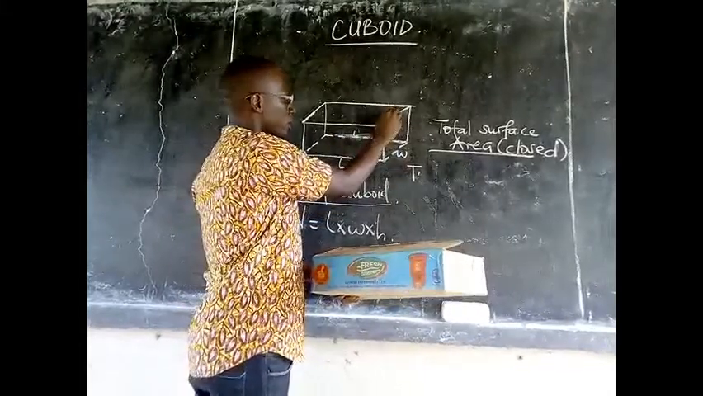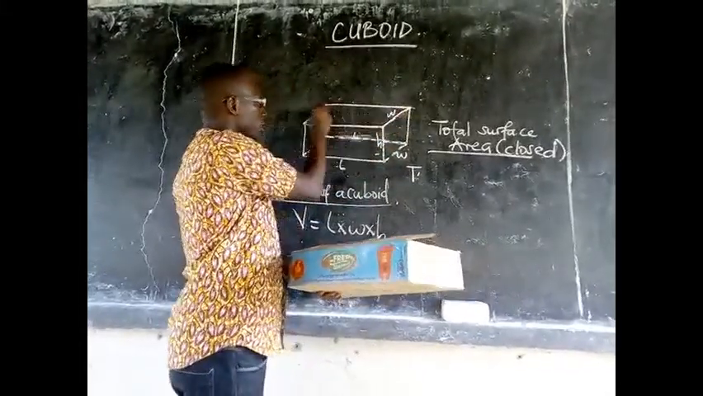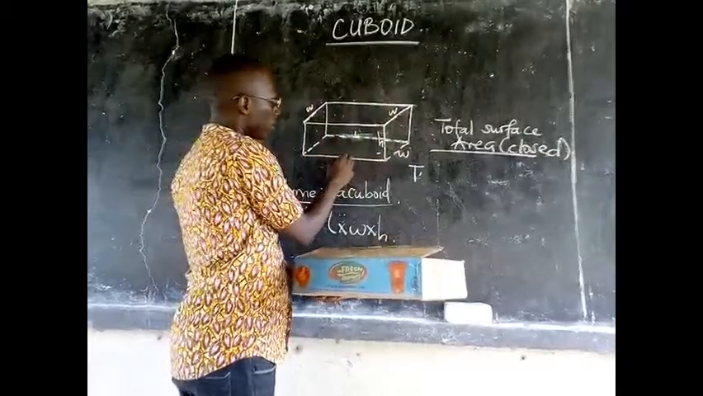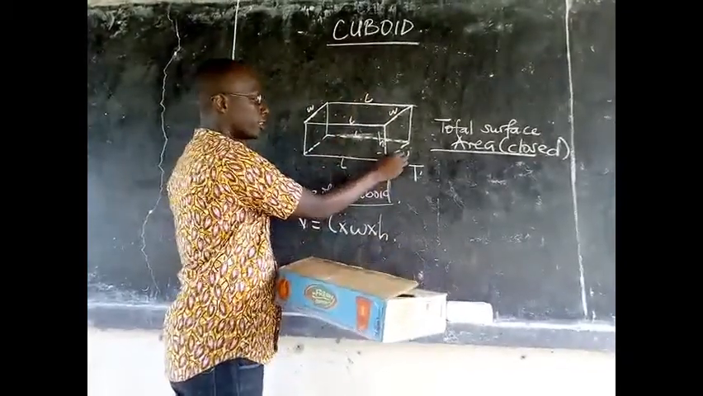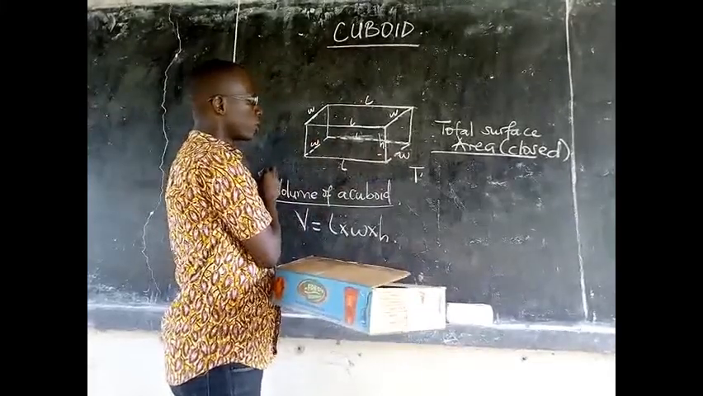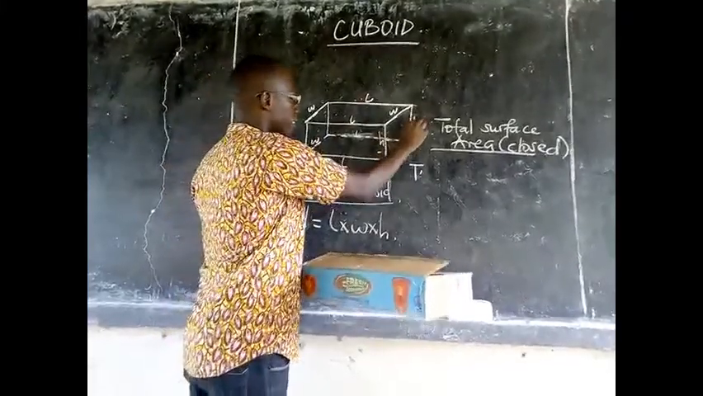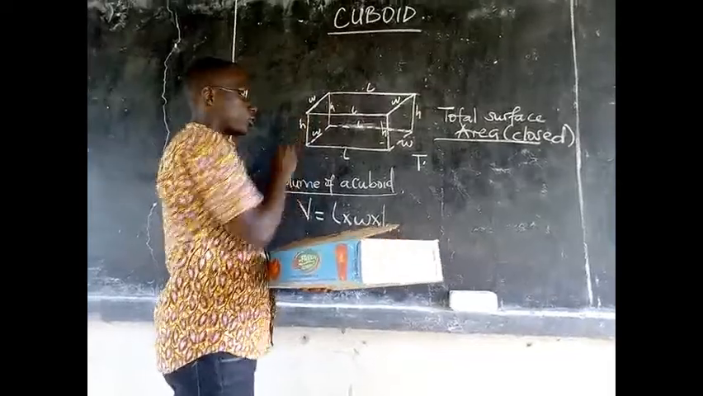This one is the width, also this one is the width. This one and this one is the width. This one and this one is the length, also this one is also the length. Then this is the width, this is also the width. If this is the height, this is the height, this is the height, this is also the height.